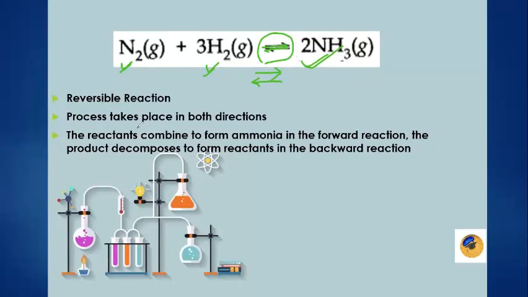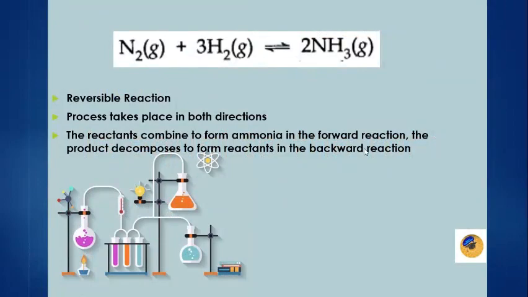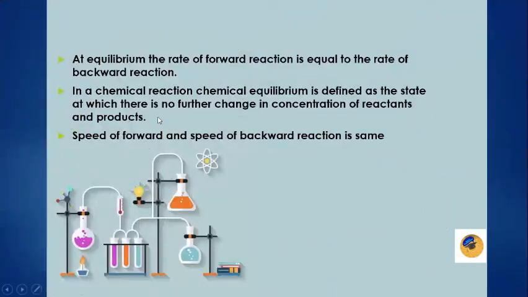Now, what are the forward and backward reactions in this chemical equation? Nitrogen plus hydrogen reversibly gives us ammonia. This is the forward reaction. And when ammonia gives us hydrogen and nitrogen, this is called the backward reaction. So when the reactants combine to form the product, it's a forward reaction, and when the product decomposes to form reactants, it's a backward reaction. Now let's move on. This is an important concept.